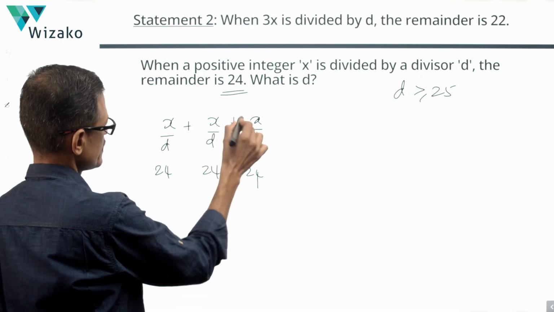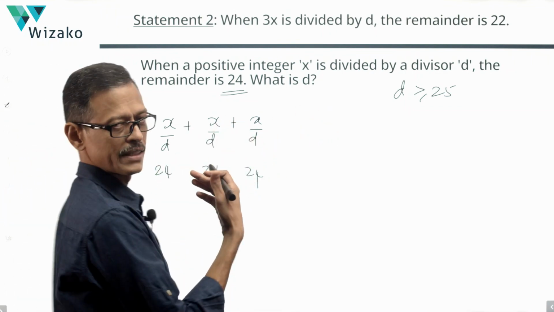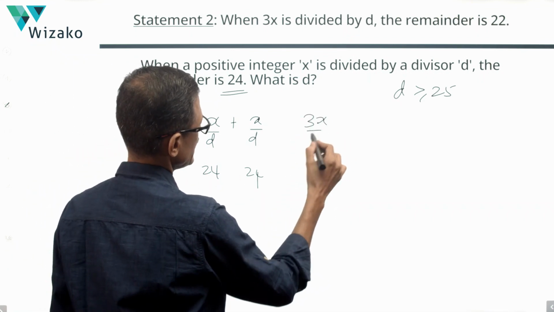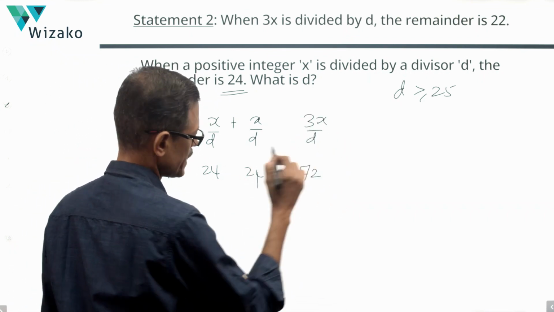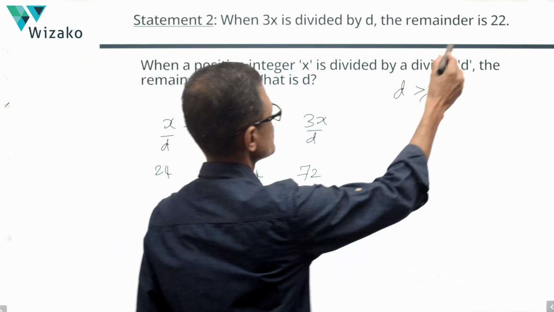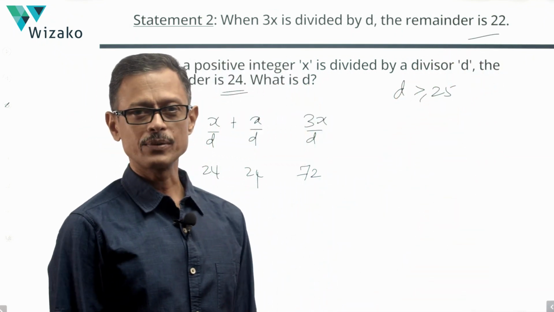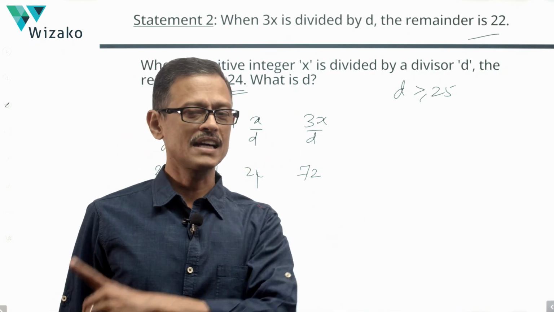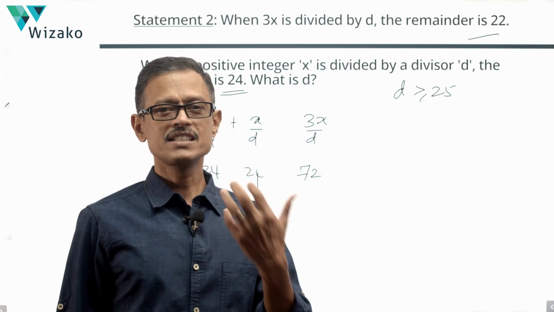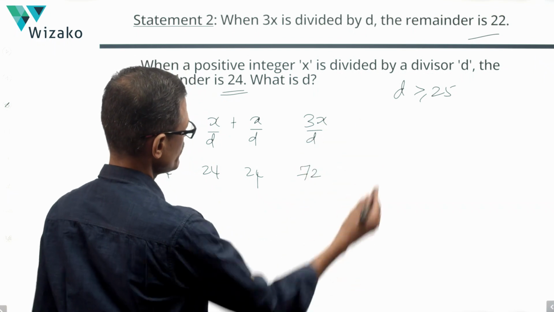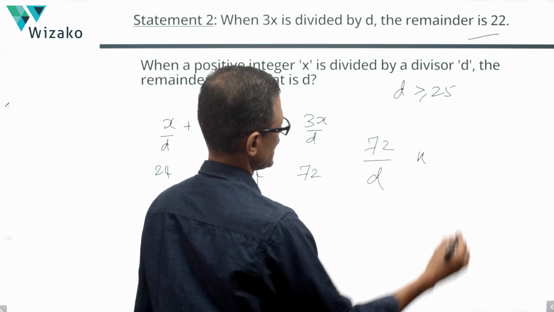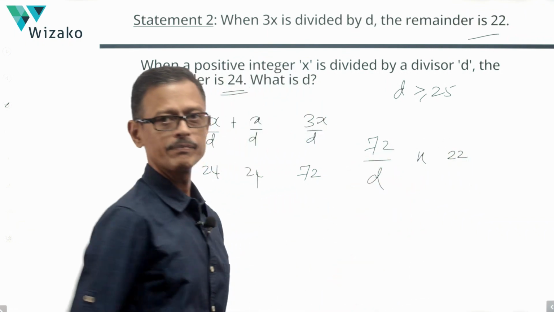So the sum of these three, essentially 3x is essentially x plus x plus x. So you're going to add the remainders. So 3x by D, the remainder should have been 72. The statement says the remainder is not 72, the remainder is 22. Essentially because the 72, R1 plus R2 plus R3 that we have got, or 3R, is a value which is greater than the divisor. So what we have done is, we have taken this 72, divided by the divisor, got some quotient n, and got a remainder which is 22.